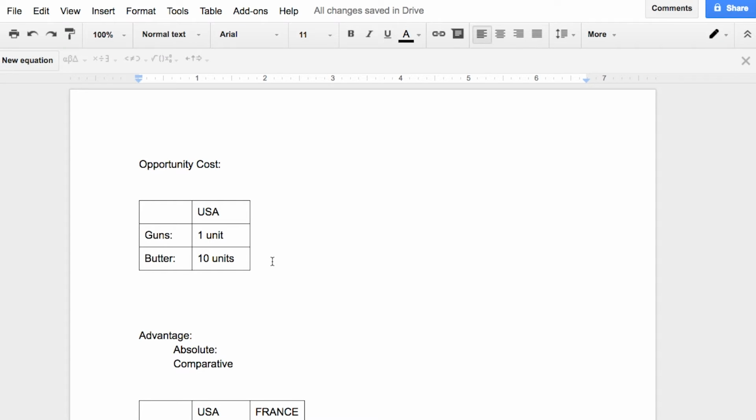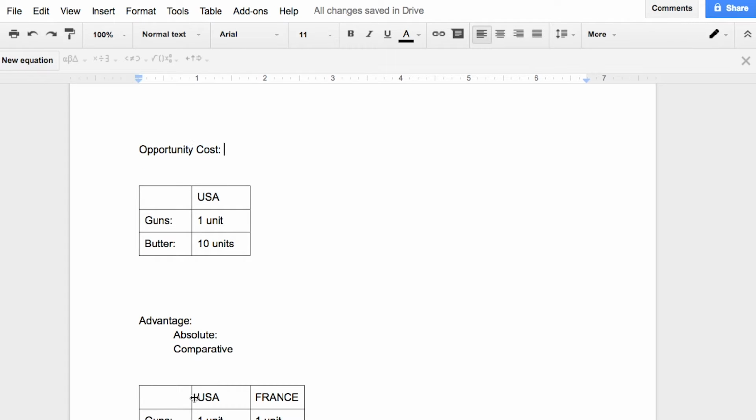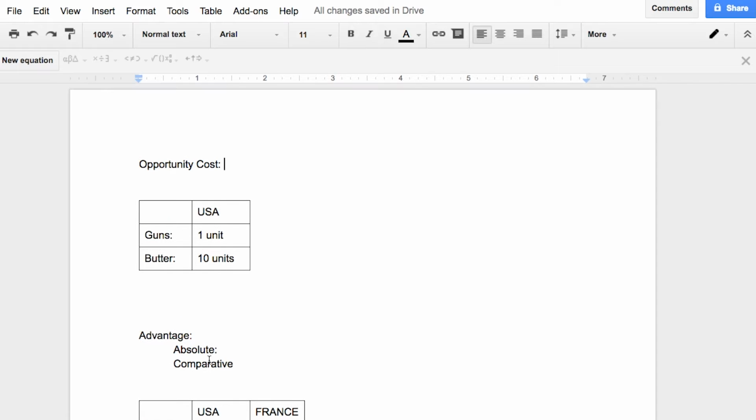So today we're going to take a look at two pretty basic economic principles that apply to both macro and microeconomics, and then talk about those two principles in the context of a question. So we're going to look at opportunity cost and advantage, both absolute and comparative. So let's start with opportunity cost.